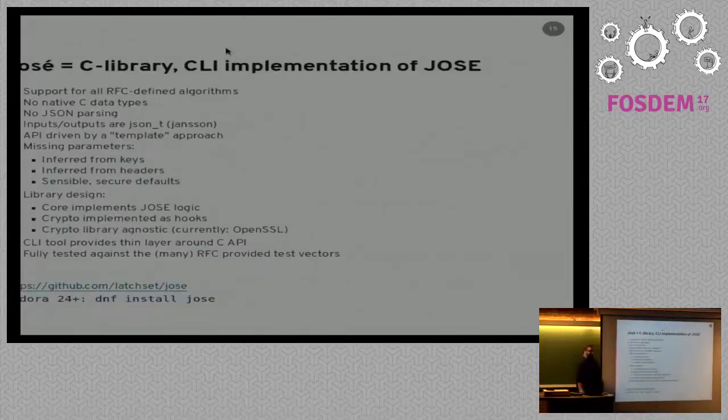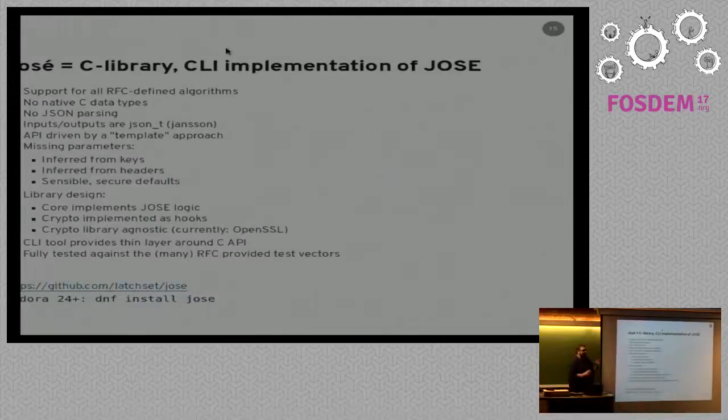We do not have any native C data types. So everything that you do with José is going to be done in JSON. We don't do any JSON parsing. So we use the wonderful library Jansson, which is a great upstream and very active. And so basically, you use Jansson to parse into a JSON struct, and then those JSON structs will do all the crypto with those. One of the nice things about this approach is that Jansson actually provides really handy utilities for actually creating JSON objects and everything. It's got everything you could ever need. So it's really simple to use.